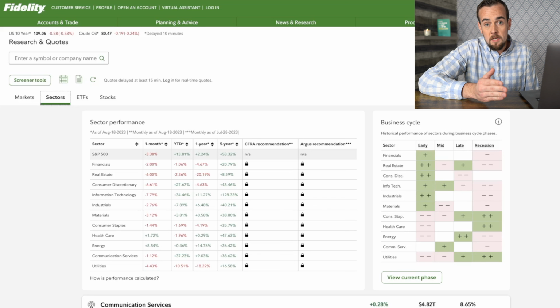Now, the reason why we're looking at horse racing here is because it's the perfect analogy for understanding why you should invest in index funds or ETFs instead of trying to pick individual stocks.